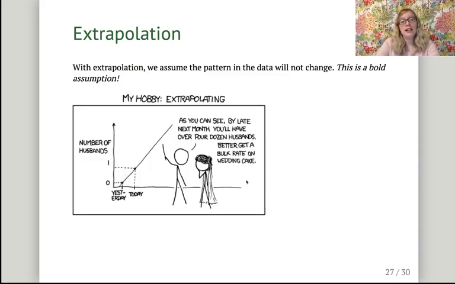When we're extrapolating, we're predicting that the pattern in the data won't change. This is a pretty big assumption. So to avoid extrapolation, make sure you're only predicting for values within the range of observed data or close to the range of our observed data.